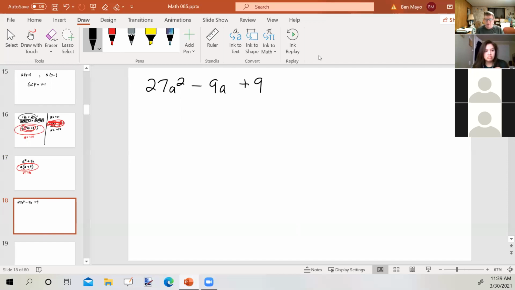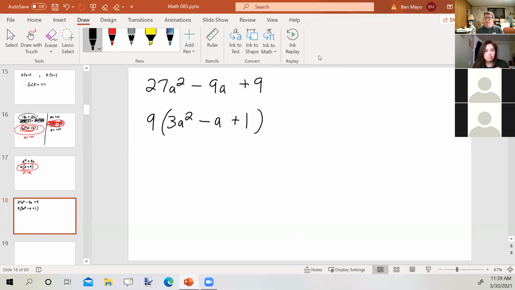Well, if I look at the coefficients, the 27, the negative 9, and the 9, I can take a 9 out of everything. But if I look at the variables, a squared, a, no a at all in the last term, so I can't take an a out. It's got to be common to each term. So 9 is my greatest common factor. What's left? Let's see, 9 times 3a squared, 9 times minus a, and 9 times plus 1.